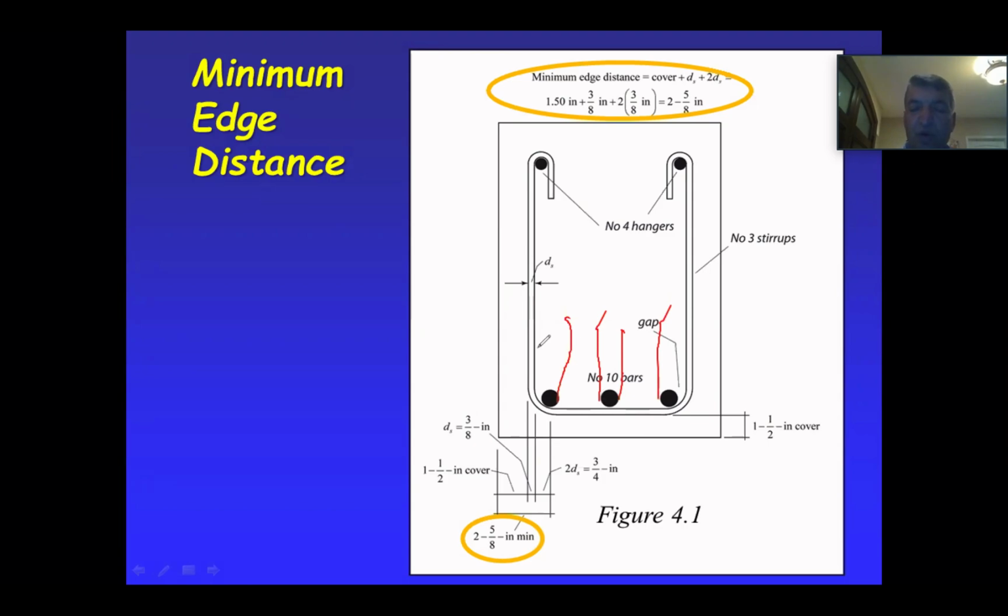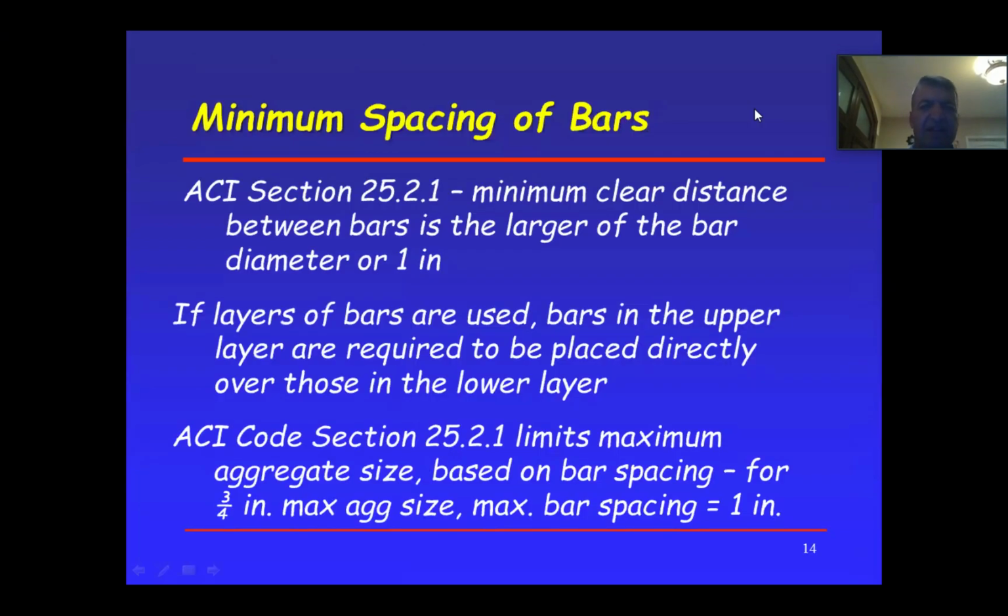The idea is when you pour concrete, we don't want the aggregates to get stuck between 2 bars and prevent the concrete from coming down. We don't do it too close. Okay, so that's the main idea. So it's the clear distance. So again, this is important. Minimum clear distance between bars is the larger of the bar diameter or 1 inch, whichever is larger. See, it tells you here, the larger of.